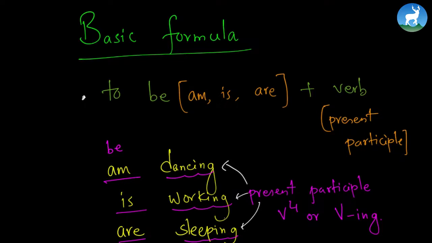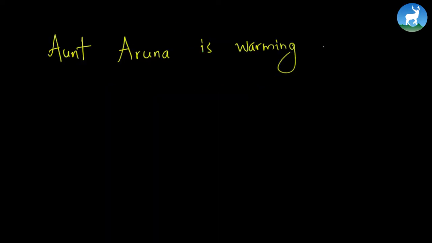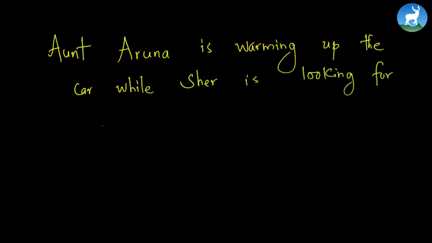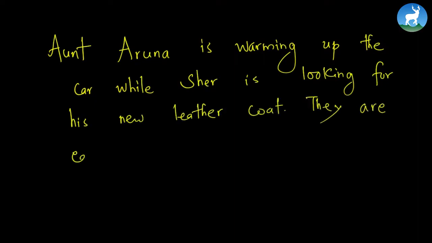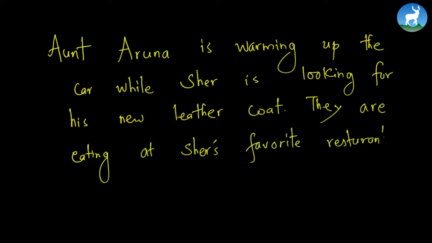Let me give you one example. Aunt Aruna is warming up the car while Sher is looking for his new leather coat. They are eating at Sher's favorite restaurant today, Mama's Cafe. So this is a simple example of present continuous tense.